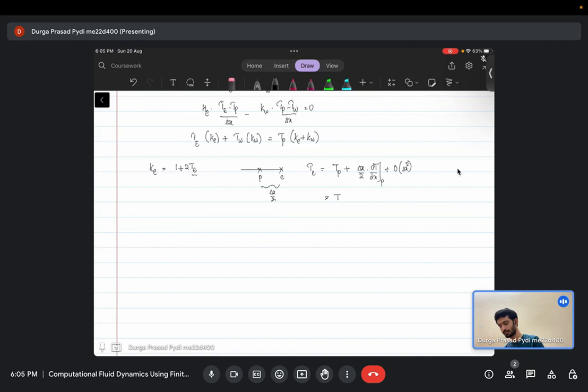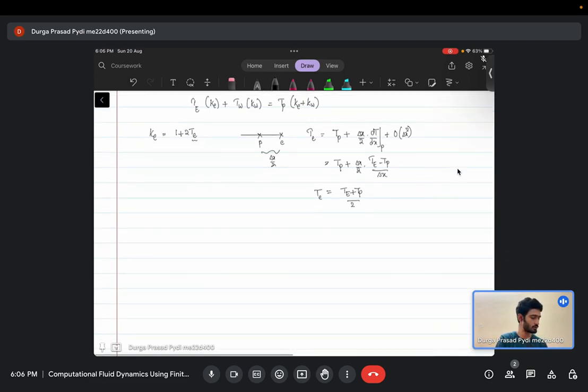Again, for dT/dx, we'll approximate with a linear approximation. You have capital TE minus Tp by delta x. I'm just ignoring the higher order terms. So this will give you Te plus Tp by 2. So one approach is to approximate this in this way, so that you have your phase temperature in terms of your cell centroids. Cell centroids are the only ones we know. So if we do this, what happens?